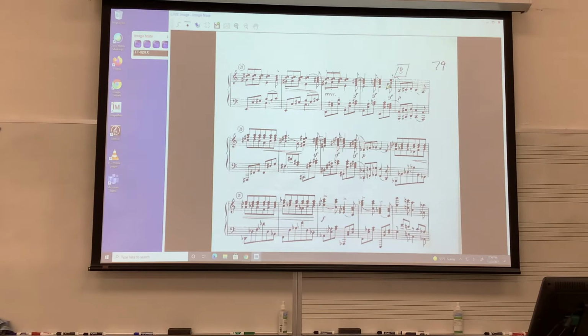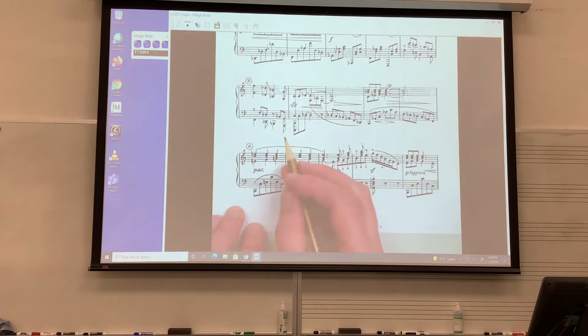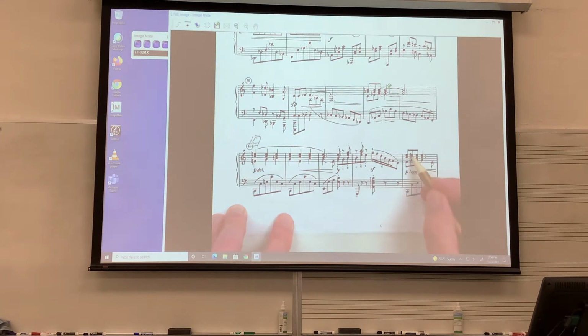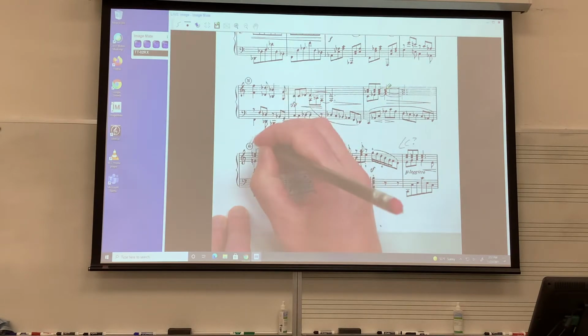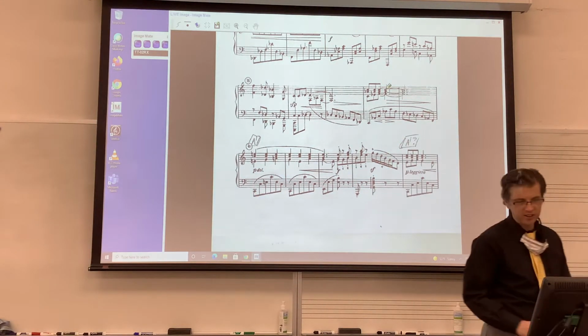And our C section is actually right here. Now, if you thought it was over here, you do get a consolation prize. Oh, why did I put C? Oh, this is A prime. Let's try that again. If you put A prime here, you do get a consolation prize because it does look like the beginning.